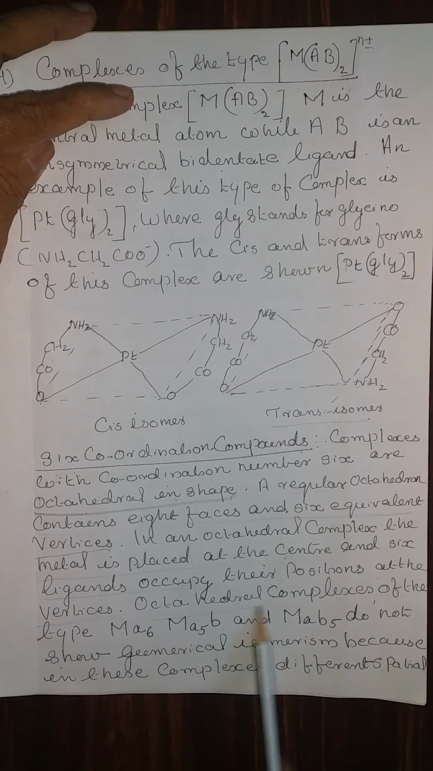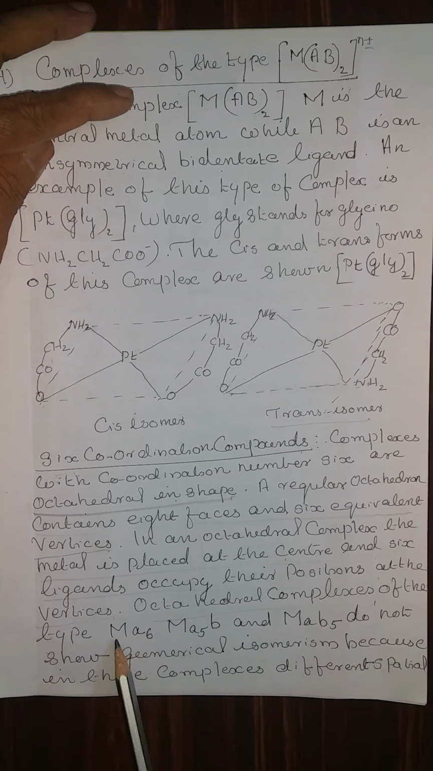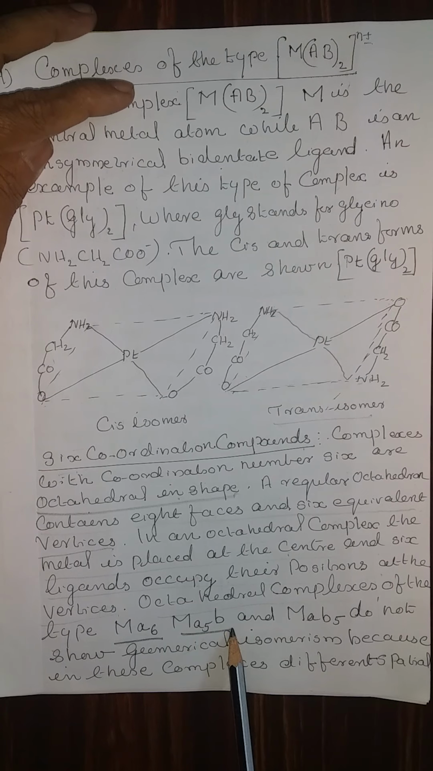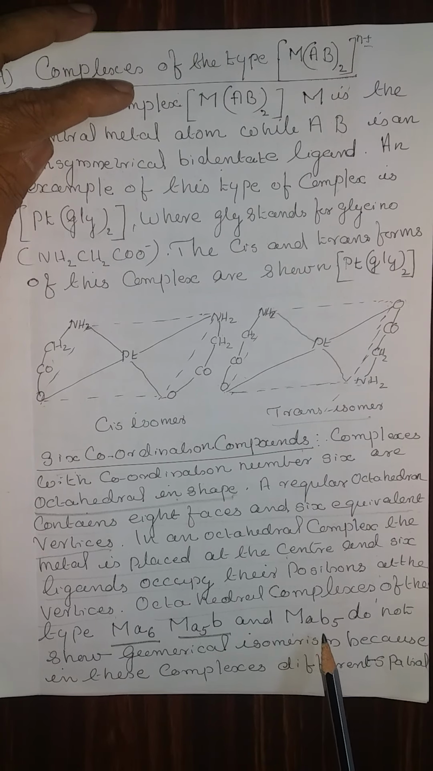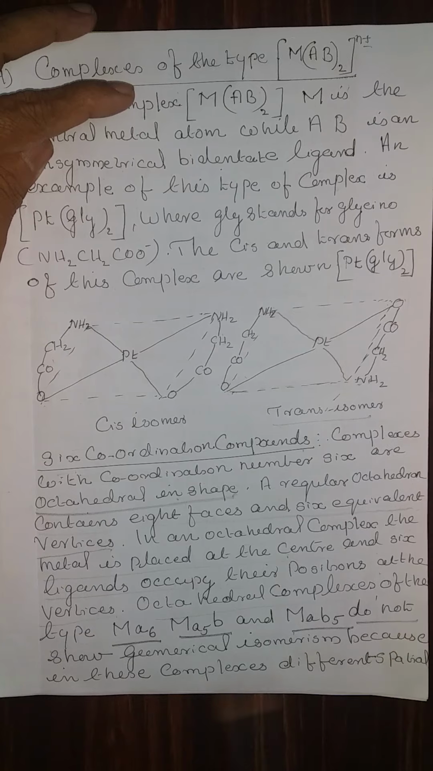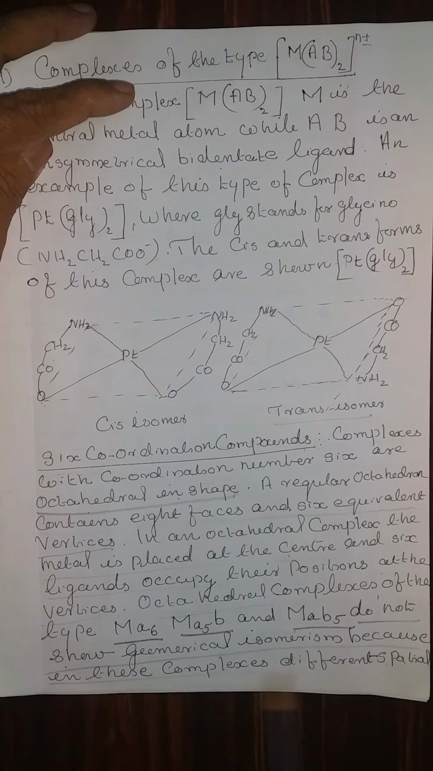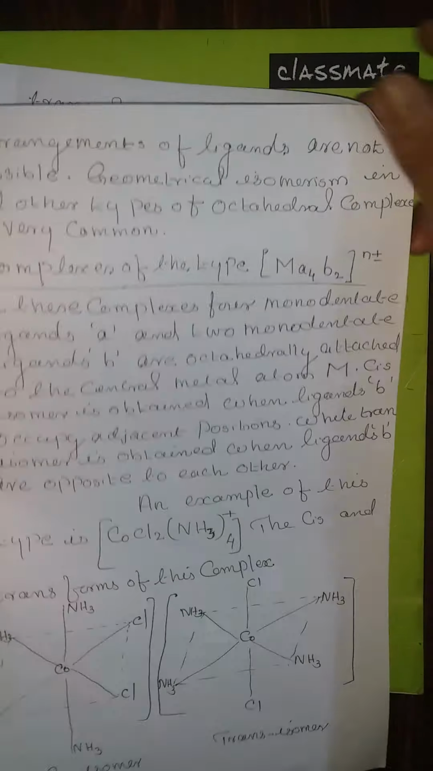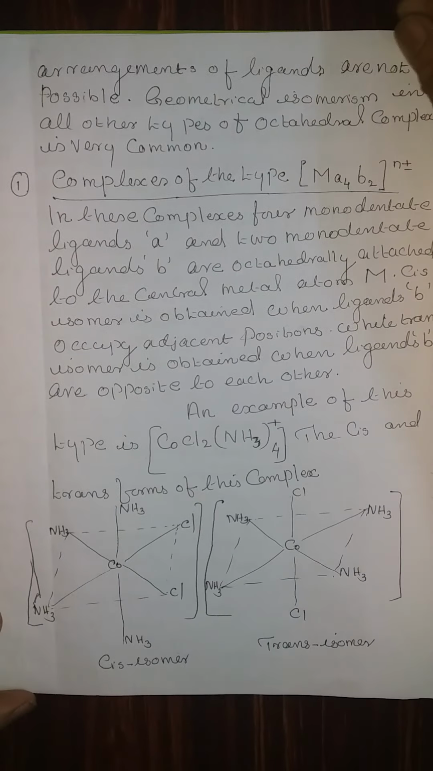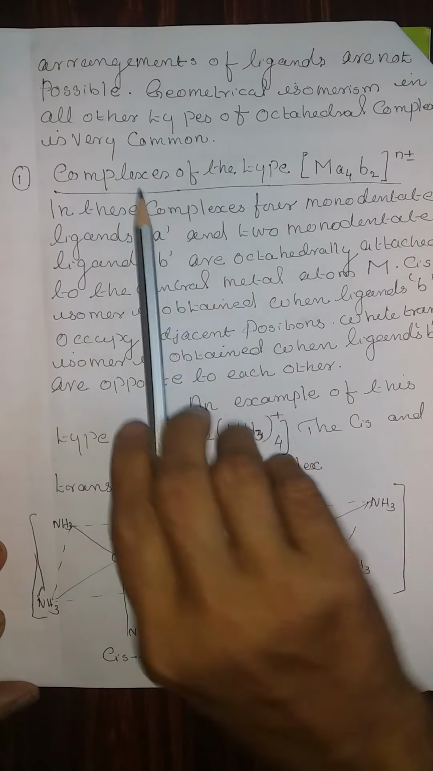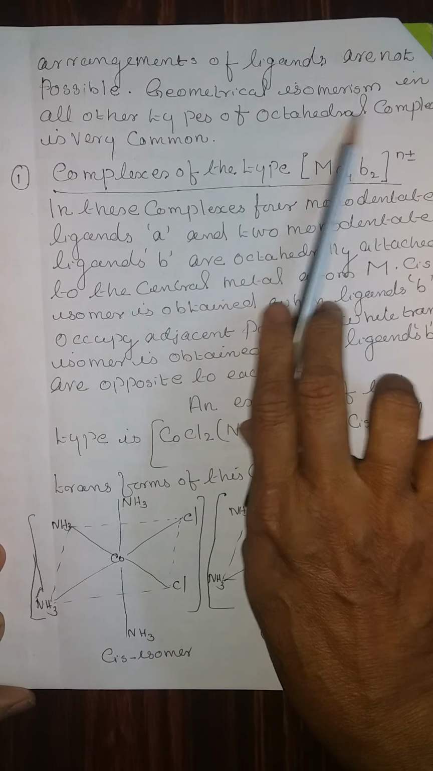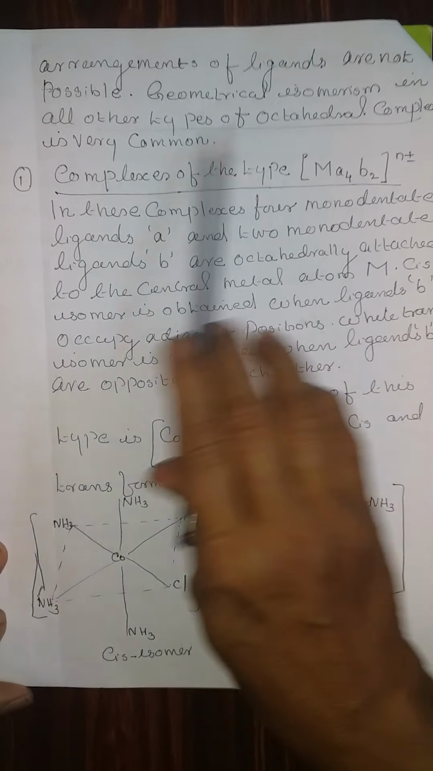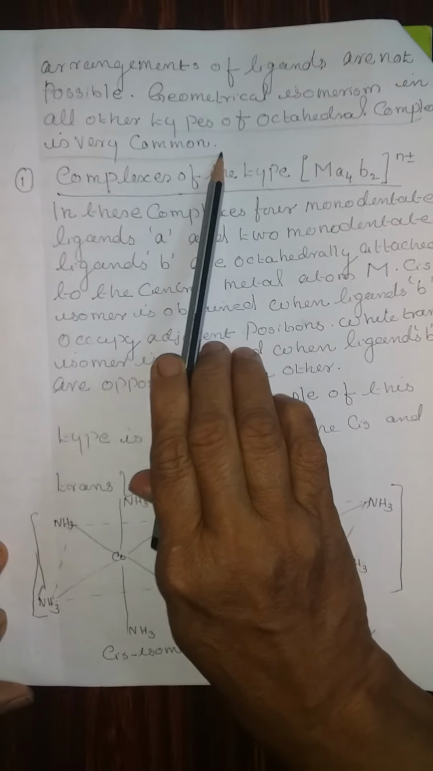vertices. Octahedral complexes of the type MA6, MA5B, MAB5 do not show geometrical isomerism because of the arrangement of ligands. Fill in the blank question can be asked. Their arrangements of ligands are not possible to show geometrical isomerism. Geometrical isomerism in all the other types of octahedral complexes is very common.